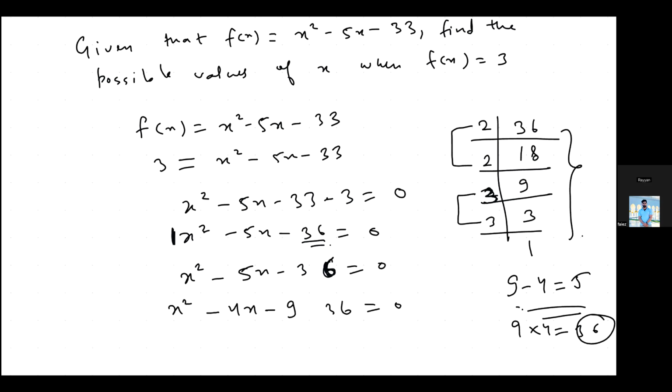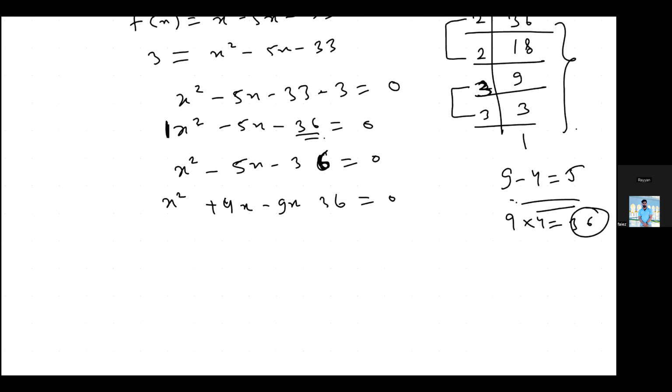Sorry, one second. Not plus 9x. Why? Because the sign would be of the bigger number. What do I mean by that? If you see, the sign is a minus sign. So the 9 should have the minus sign, because on 5 there is a minus sign and the sign you have to put is of the bigger number actually.